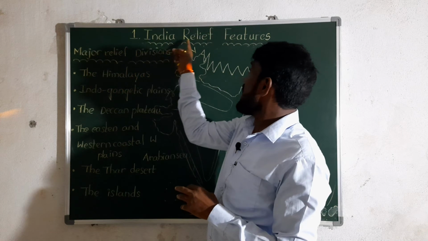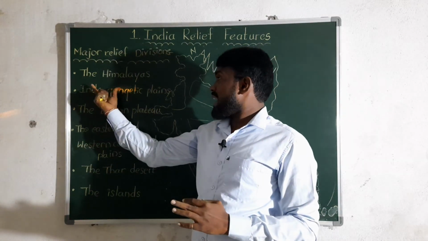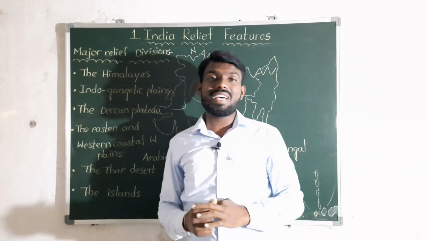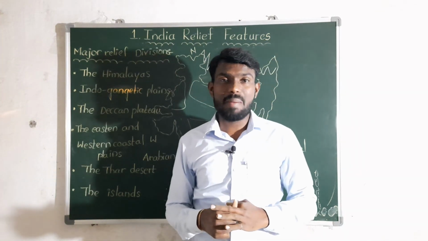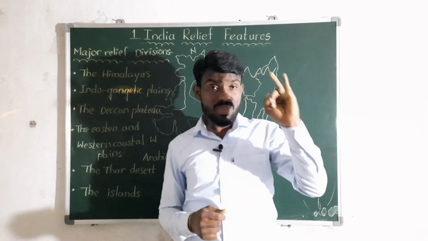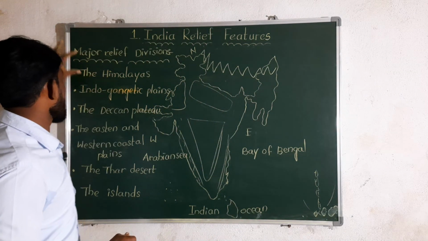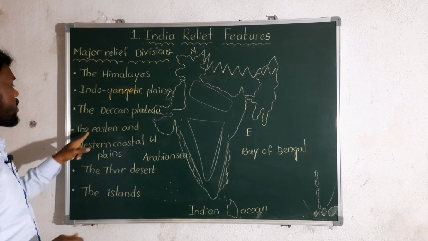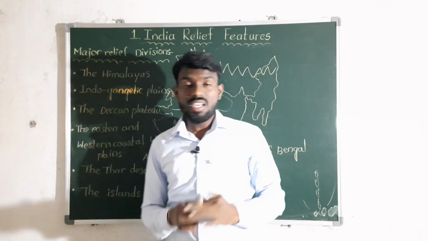In this lesson on India's relief features, if we explore each topic clearly, you will get good clarity and understand all the Indian relief features very well. Today we discussed the location of our country, its longitudinal and latitudinal extension, and its geographical background. We also learned about the major relief divisions: the Himalayas, the Indo-Gangetic Plains, the Deccan Plateau, the eastern and western coastal plains, the Thar Desert and the islands. So this is today's session.